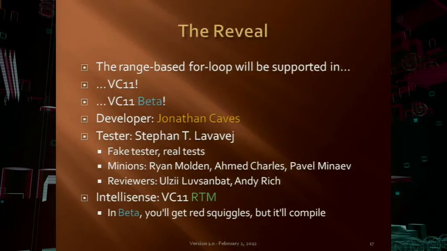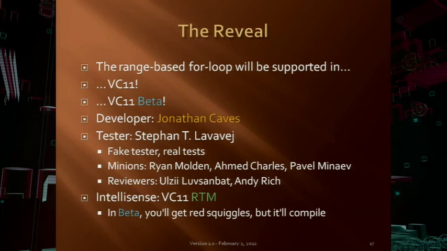Now, you might be expecting that it's the holidays, I'm just going to give you features left and right, but I can't give you everything. One of the things that will not be supported in beta is IntelliSense. If you're trying to write the range-based for loop in the IDE in VC11 beta, you're going to get red squiggles. It's going to say, I don't know what you're writing. What is this colon doing here? That's because the IntelliSense front end is different than the compiler front end.